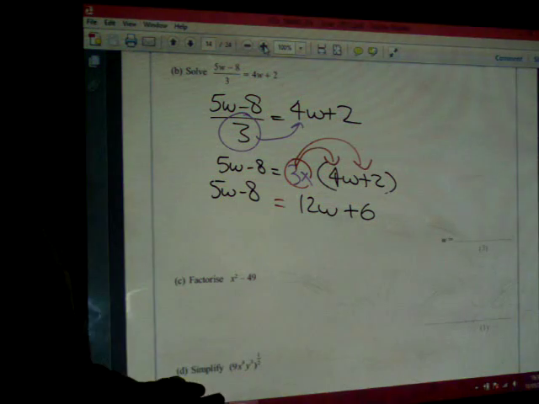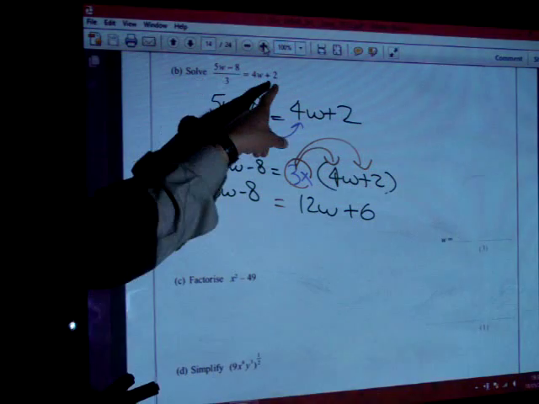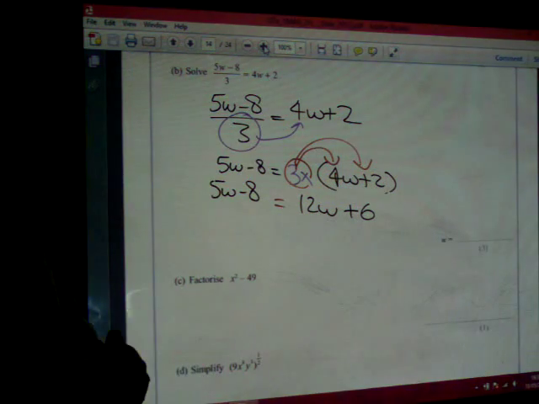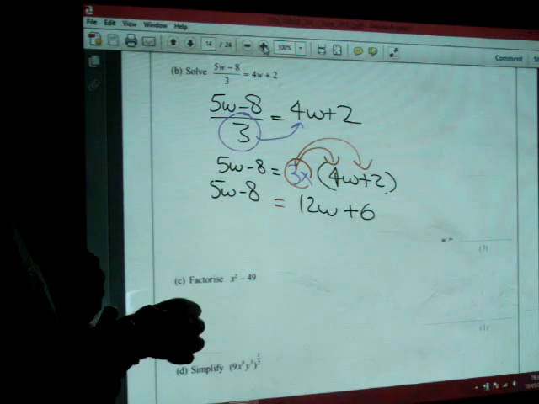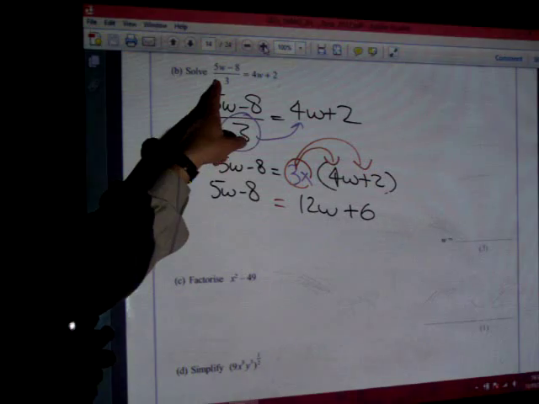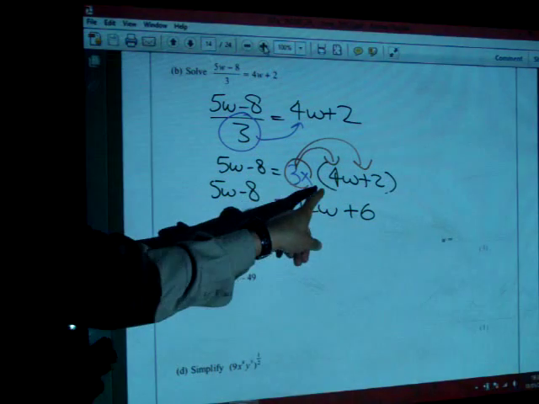So what started off looking like quite a heady question, with a fraction on this side and no fraction on that side, for most students they look at that question and go, ooh, can't do this, and they just go on to the next question in the examination. Nothing to worry about. The opposite of divide by 3 is times by 3. That's all it is. So we've done that, and we multiplied out the brackets.